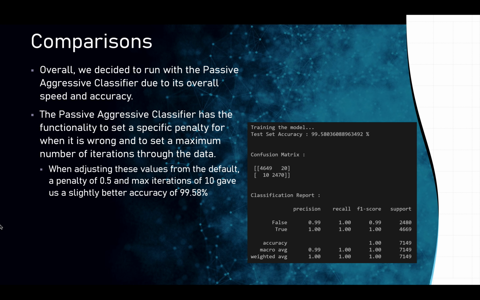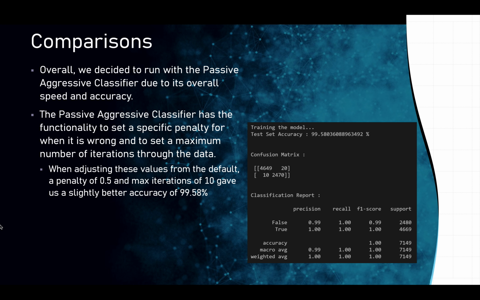So overall, we decided to run with the passive-aggressive classifier due to its overall speed and accuracy, like I had mentioned. Now, the passive-aggressive classifier has the functionality to set a specific penalty for when it is wrong and to set a maximum number of iterations through the data.